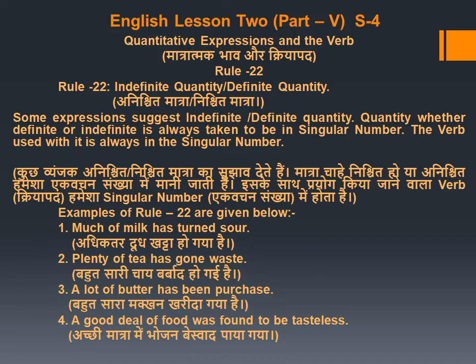Number 1, much of milk has been turned sour. Number 2, plenty of tea has gone waste. Number 3, a lot of butter has been purchased. Number 4, a good deal of food was found to be tasteless. So here, as per the rule, whether it is indefinite quantity or definite quantity, verbs will always be used in a singular form, in singular number. So friends, go through this rule once, twice, thrice, and you'll be able to understand it very easily.